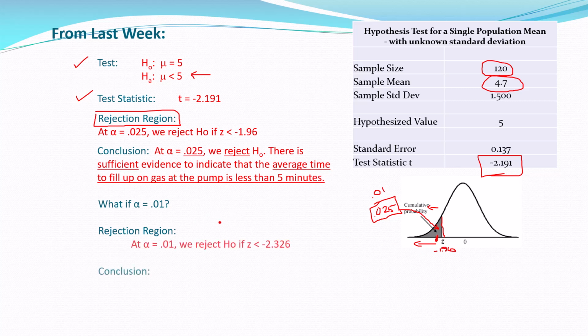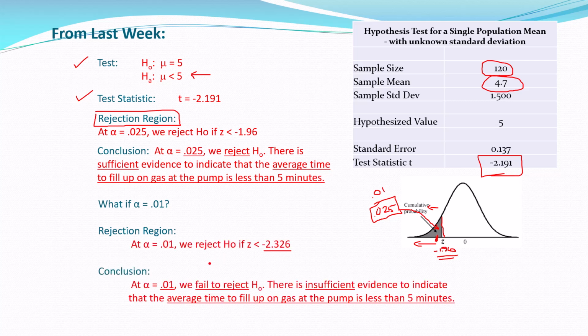It turns out when I do that, this new value becomes a negative 2.326. Now, the normal tables typically only go to 2 decimal places, so I found this using the norm inverse function in Excel. I put in a probability of 0.01 for a standard normal distribution, and it tells me negative 2.326. And so when I change alpha, that rejection region critical value has got to change. And of course, now when I compare the negative 2.191 to this, it doesn't fall further out. And so now our conclusion changed. There we go. At alpha equal 0.01, we would fail to reject.